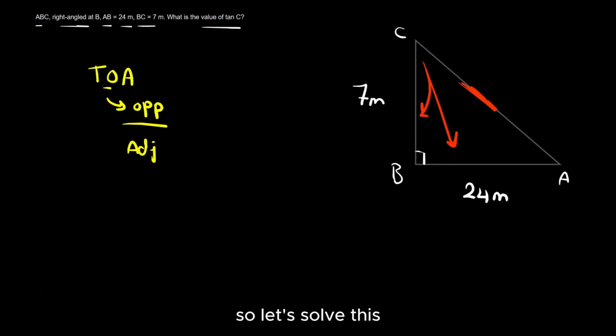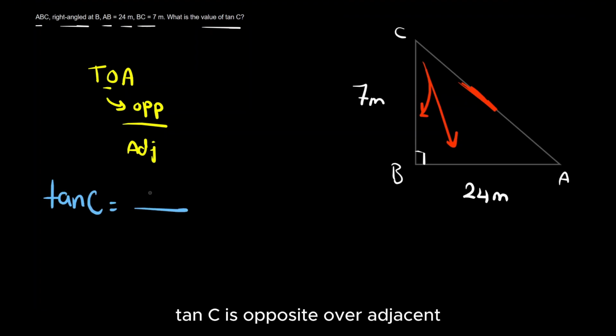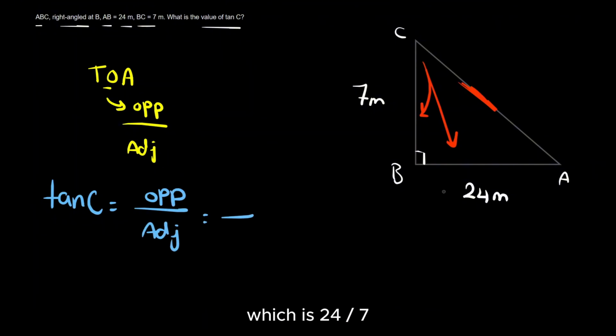So let's solve this. Tan C is opposite over adjacent, which is 24 divided by 7. It's really simple.